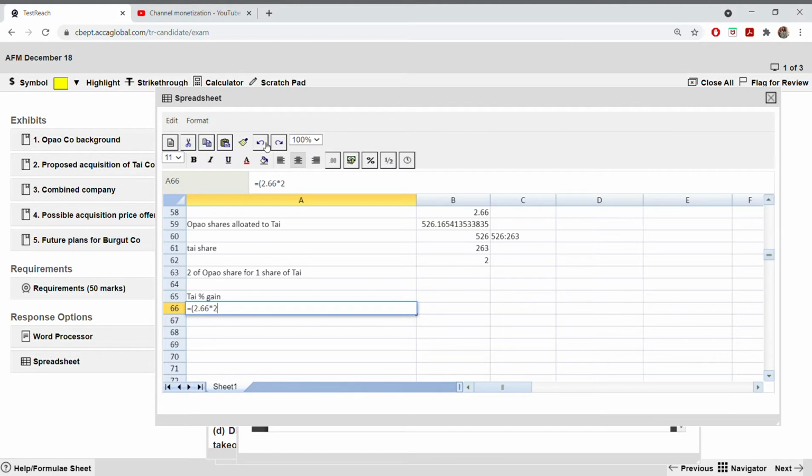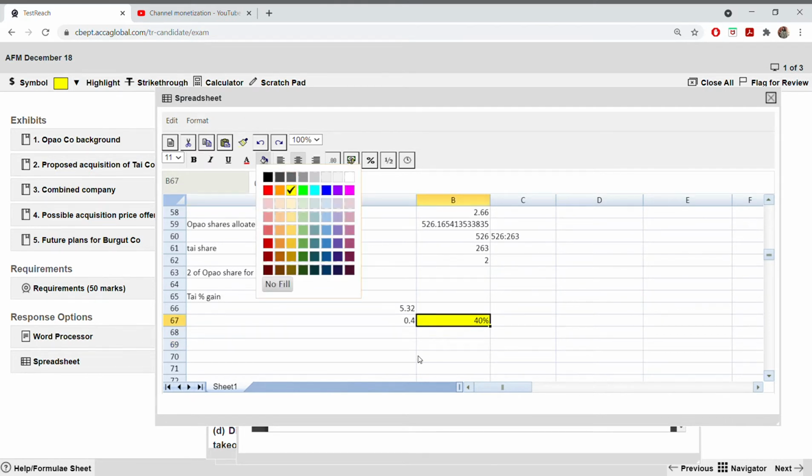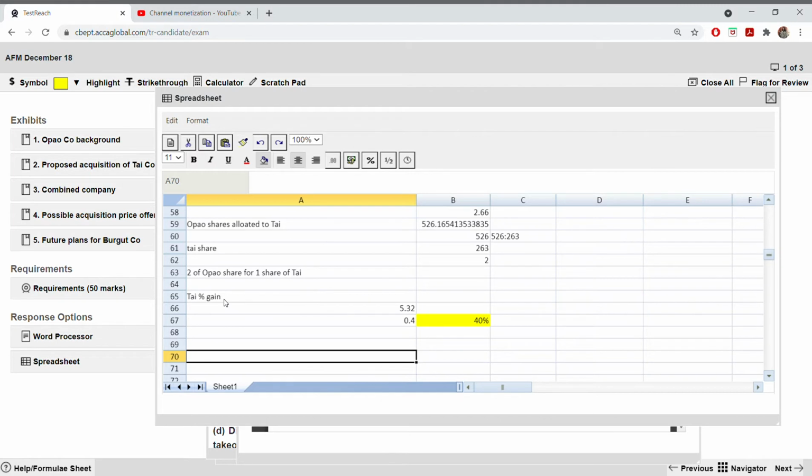2.66 into 2. Keep this answer ready here. Now, when you do this minus 3.8, close the bracket, divide by 3.8, 0.4. As a percentage, if you want, it will be 40% only. Okay, you yourself manually can do it, or you can use format cells and then convert the 0.4 to percentage, but you have to keep it in percentage. Okay, so this is Thai company's here. I will color it. Okay, 40% is Thai company's gain.